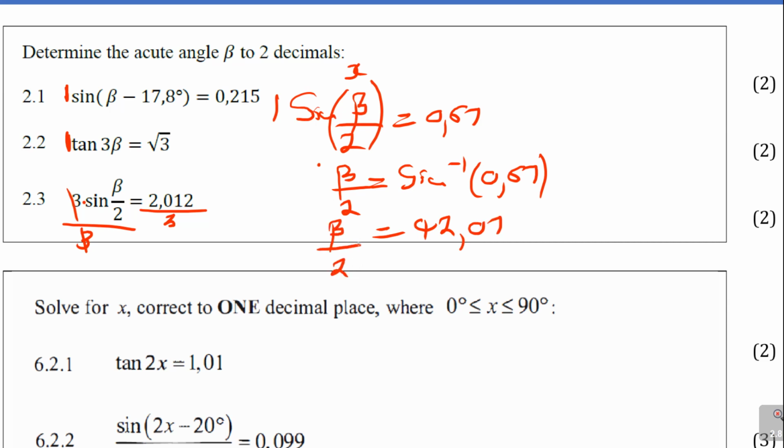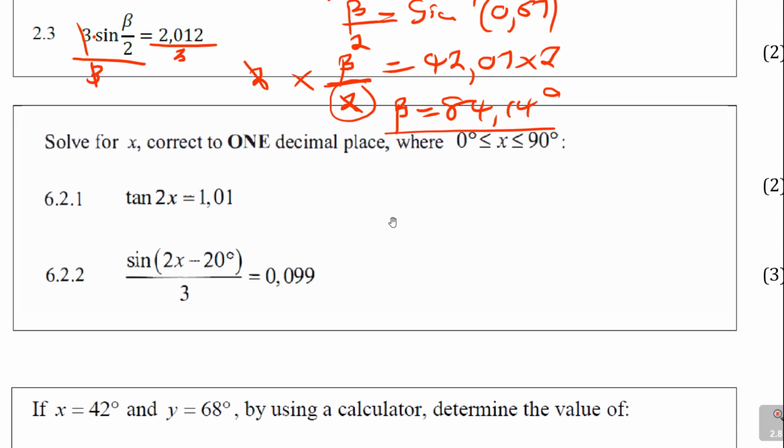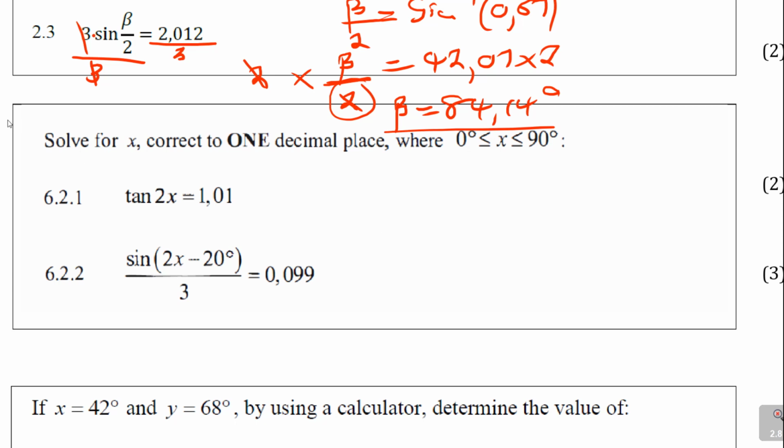But now how do you get this beta? Look at it. Since 2 is at the bottom, that's the whole thing. It's dividing. The opposite of division is multiplication. Multiply by 2, not 3. Multiply by 2, then you get the answer there. That becomes your beta. If you multiply by 2 there, I think you'll get 84,14 degrees. That's always something you can repeat and repeat.